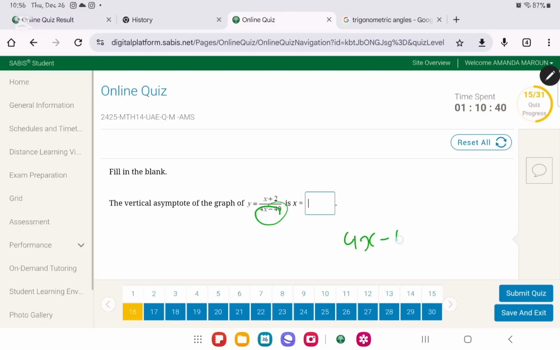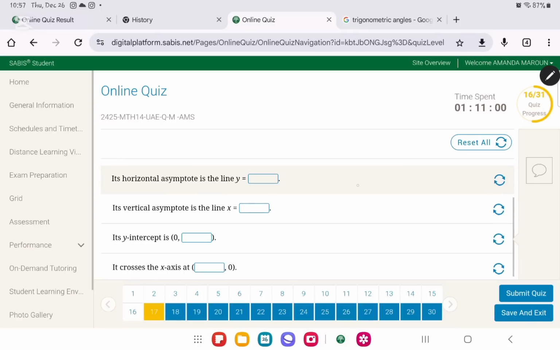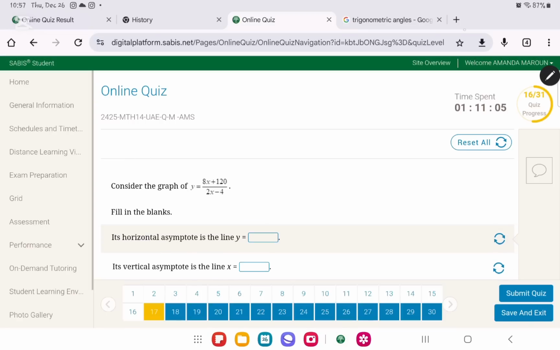So x minus 10 is equal to 0. Sorry, I paused for a second. Anyways, we get that x is equal to 10. Moving on to question number 17. Again, here we're talking about horizontal asymptote, vertical asymptote, y-intercept, and x-intercept.